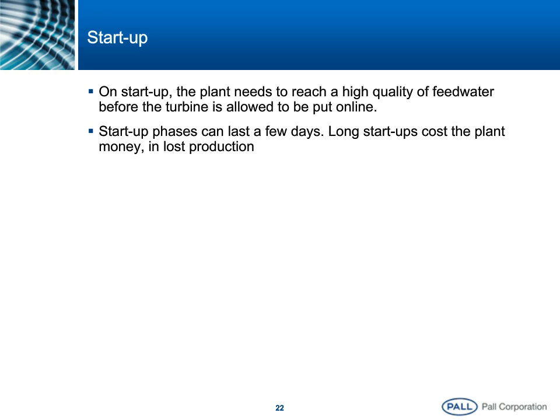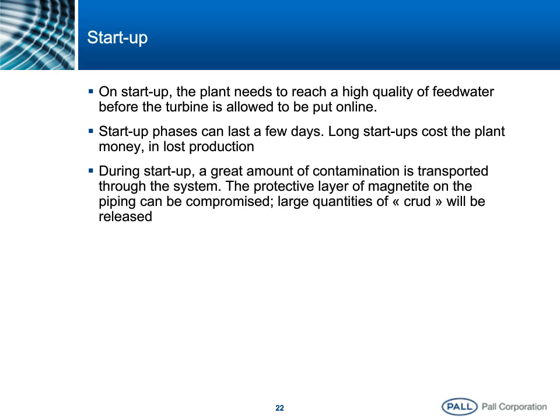During startup, very importantly, a great amount of contamination is transported through the system. We haven't talked about the metallurgy of the system itself, but basically most of the chemical protocols I mentioned earlier, volatile, phosphate, oxygenated, are related to making a protective layer, so a passivation of the internals. Magnetites, hematites in various ratios will be coating the inside of the tube, and that's really how we fight corrosion.